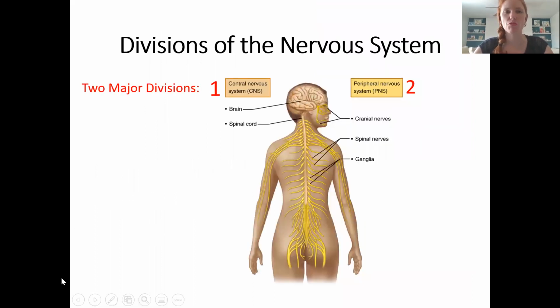Okay, so let's start off with the two divisions of the nervous system. So all of the structures of the nervous system are classified into one of two divisions, two parts. The first is the central nervous system. That includes the brain and the spinal cord. And then the second one is the peripheral nervous system. Peripheral as in like off to the side. So if you think of your peripheral vision, peripheral means just everything on the side. Those include things like the nerves and then another structure that we're going to learn about, which are ganglia.